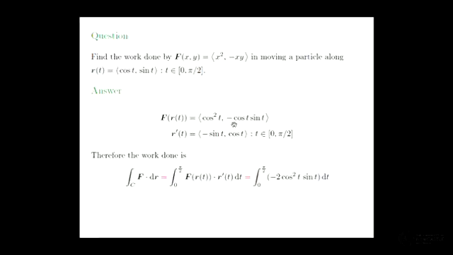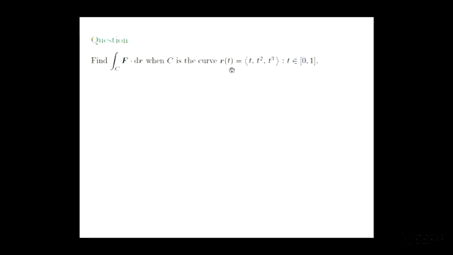The dot product of these two things is minus sine t cos squared t plus minus cos squared t sine t. So we get minus 2 cos squared t sine t dt. That integrates to cos cubed t over 3 from 0 to pi half, which gives us minus 2/3. Okay, and this is the last one for tonight.